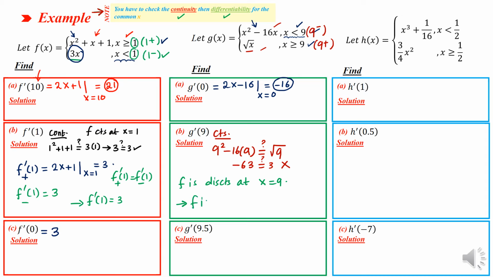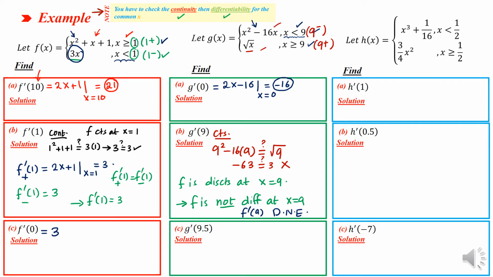So directly, no need to check the differentiability. Directly, g is not differentiable at x equals 9, which means that g prime of 9 does not exist. Now in part C, you have to find the derivative of g when x equals 9.5.